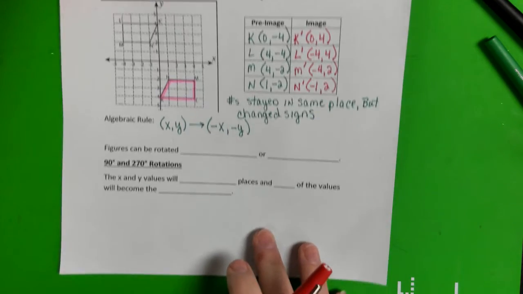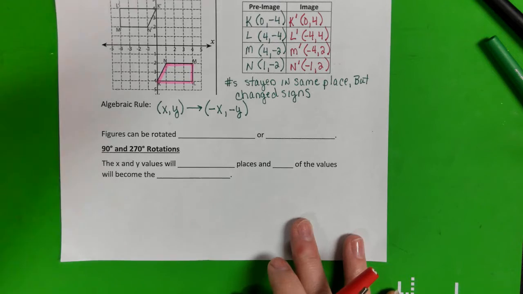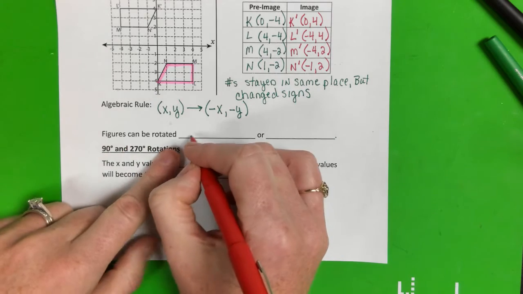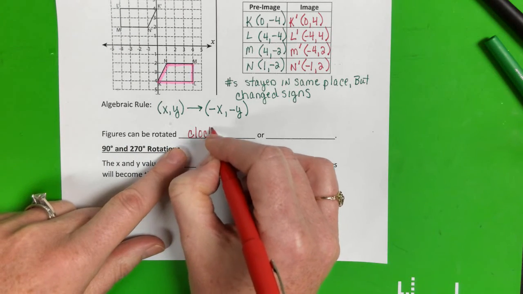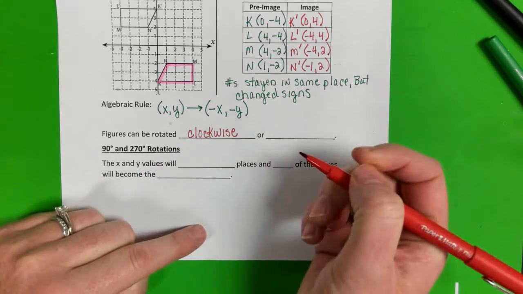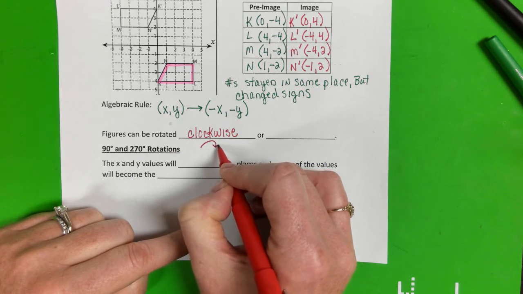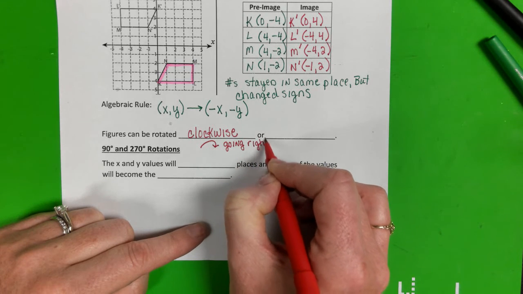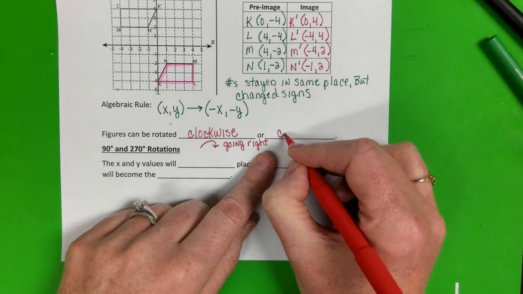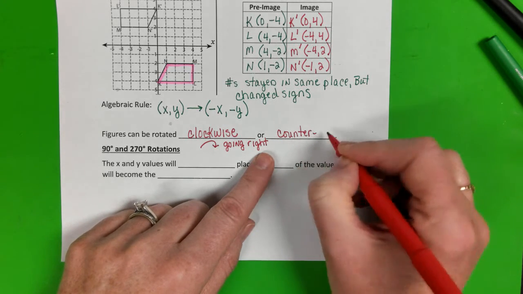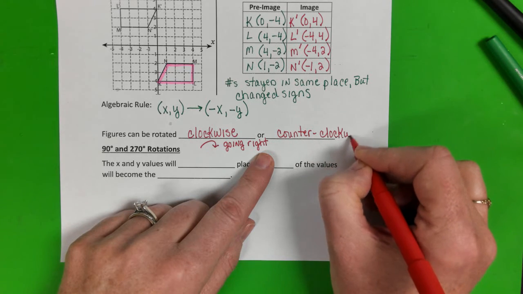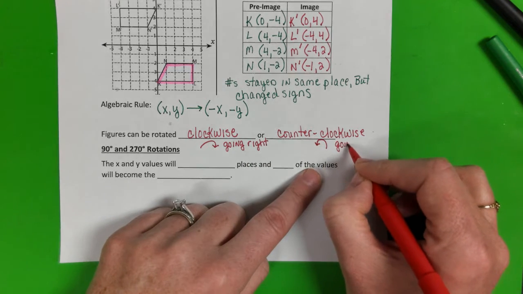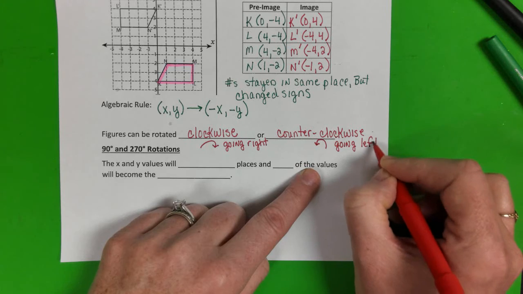Now, 90 degrees and 270s are a little bit trickier. I do want to comment that figures can be rotated clockwise. Clockwise would mean that it's going to the right and moving around like a clock. Or we could rotate it counterclockwise, which means our object is moving the opposite. It's starting and moving to the left.